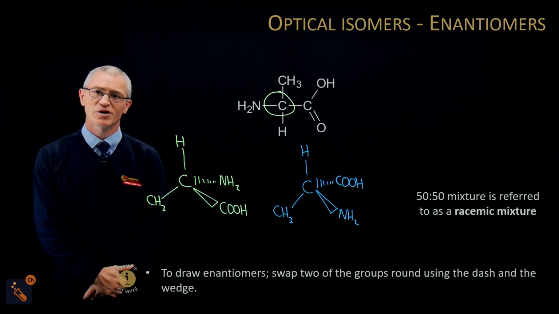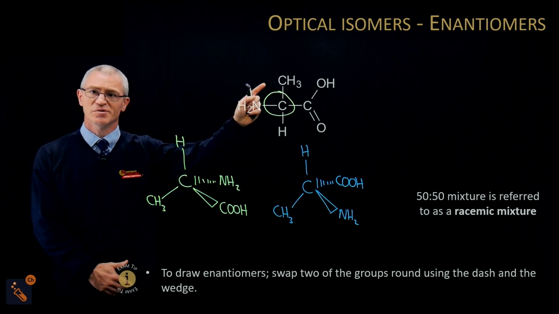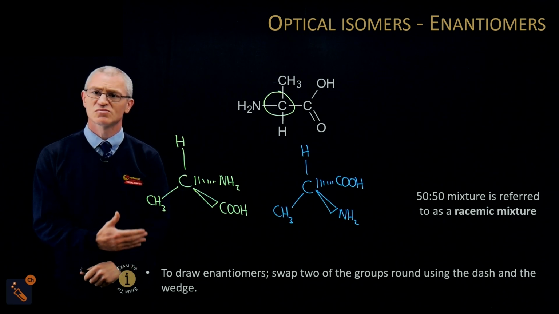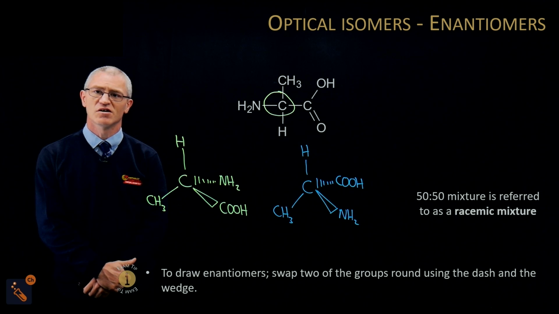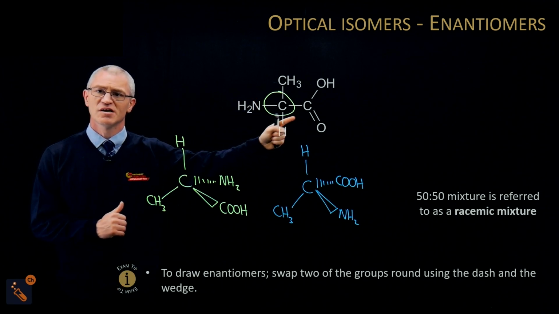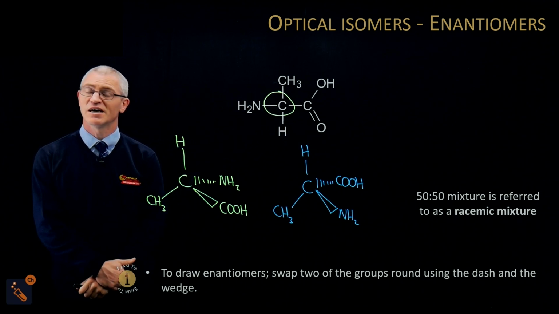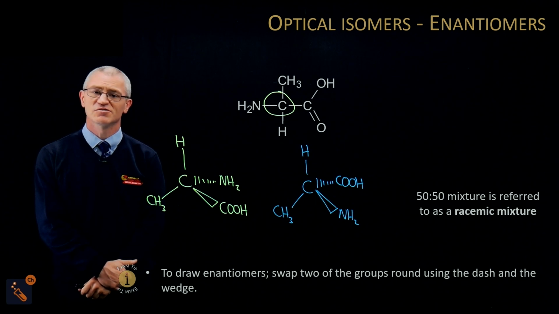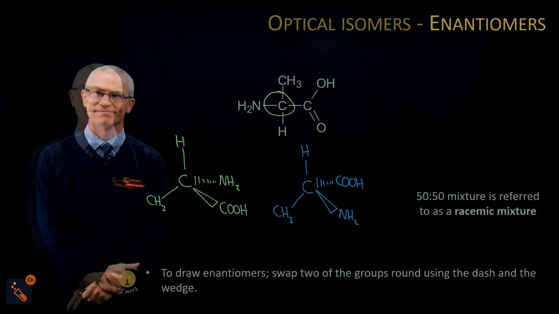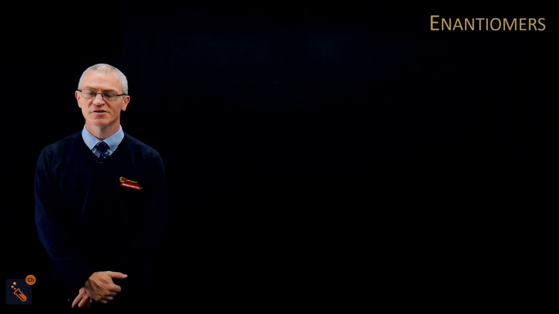And if you just practice this, change your R group up here, you choose different amino acids, lots of them are chiral because they have 4 different groups attached to that carbon, and you can practice drawing these and you'll get very good at them very quickly. We're now going to move on to the final part of this video.